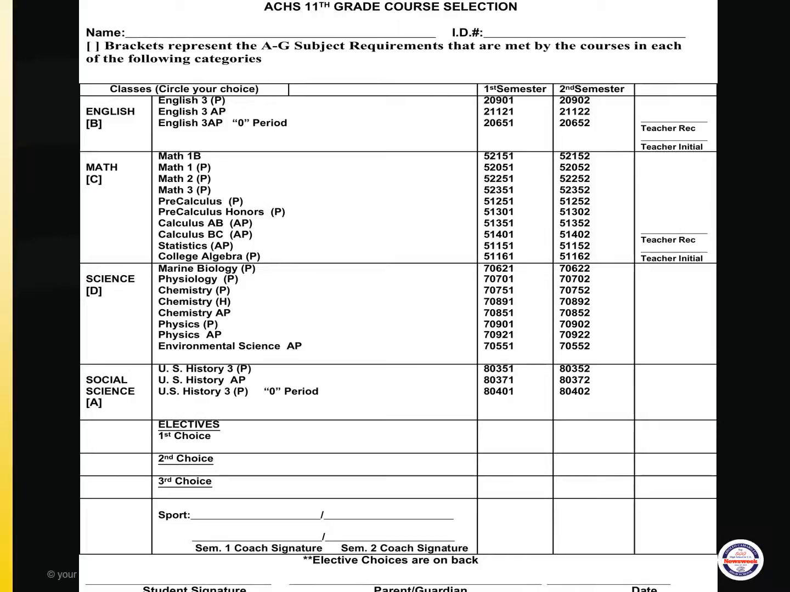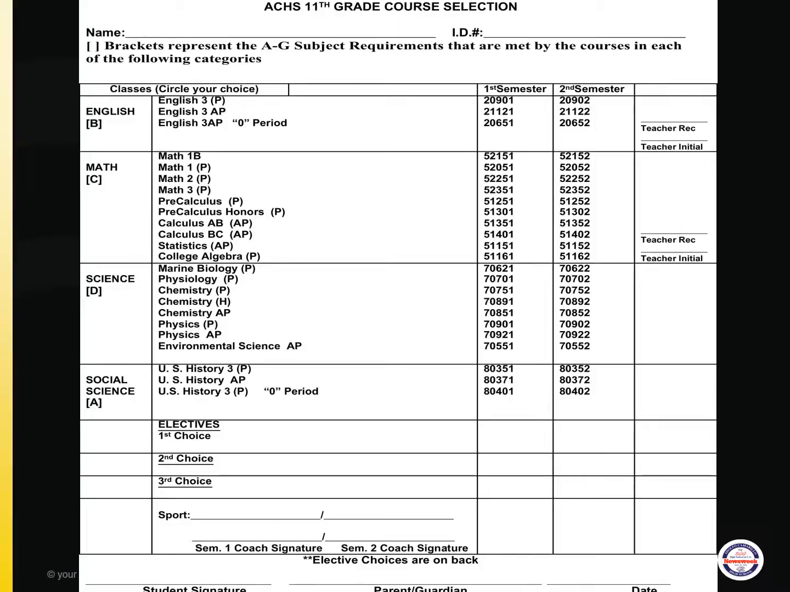The fourth category is social science. All juniors will need to take a U.S. history course. The options are listed below. You will either select U.S. History College Prep, U.S. History Advanced Placement, or there is also a 0 period option for U.S. History College Prep.